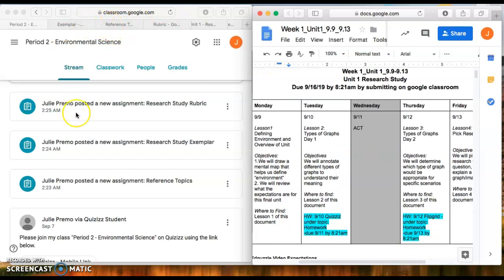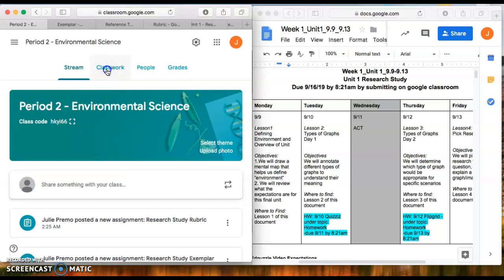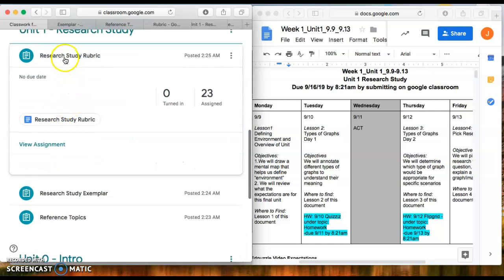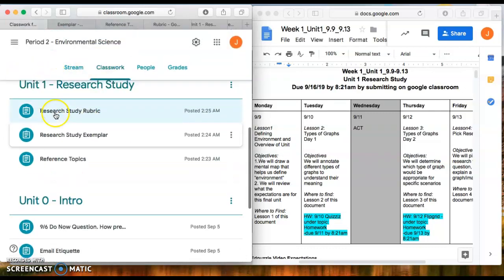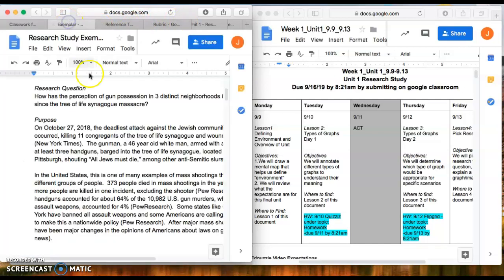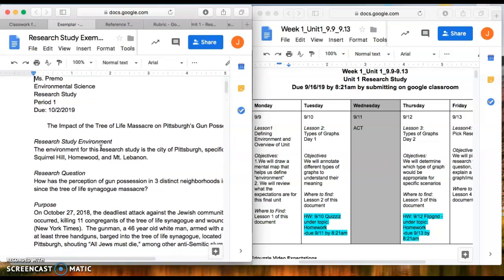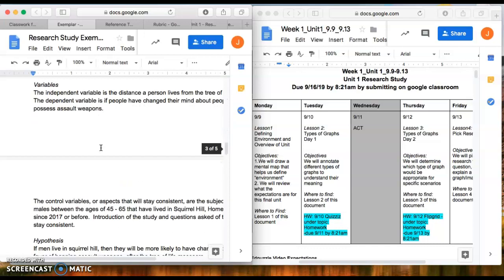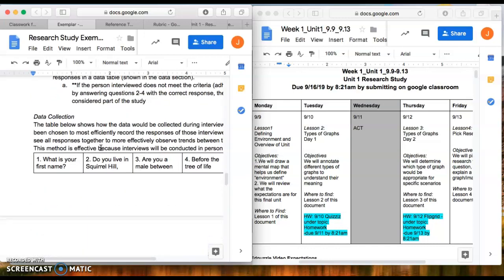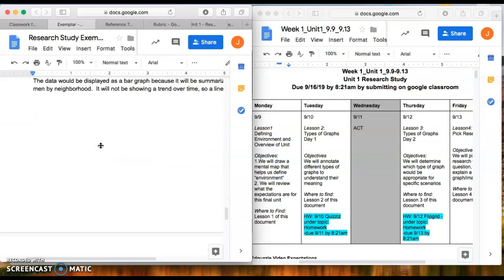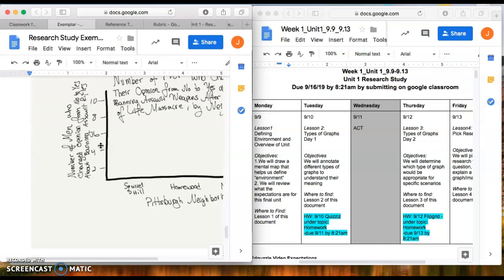At the end of that research study, if you go into classwork, I have started providing some major documents for you to help. That's under Unit 1 Research Study. If we look at the research study exemplar, if I click on it, here we go. At the end of this unit, which is like a month, you are going to be creating a research study, which is like a research paper that is setting up an experiment or a research study that investigates a social issue that you are passionate about.